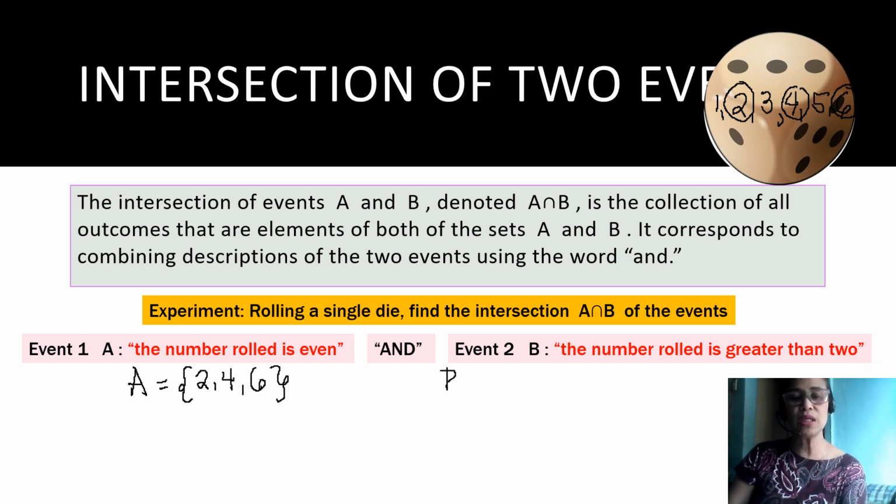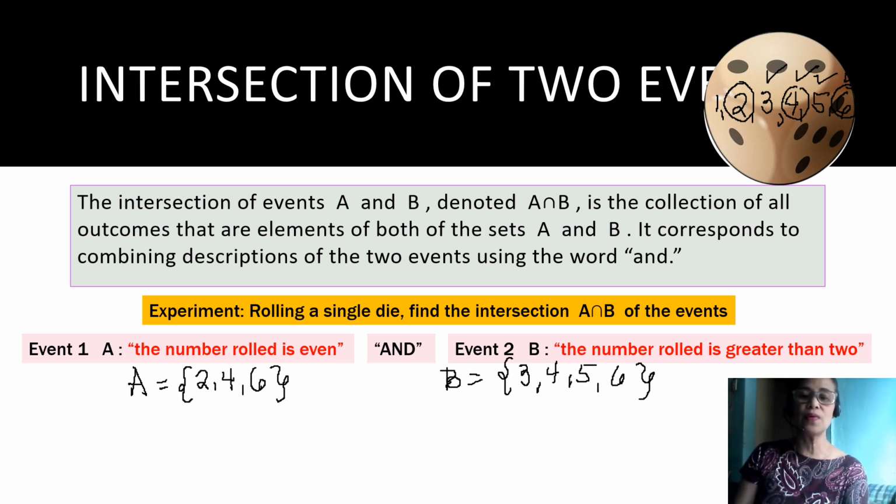Now, B, the number rolled is greater than 2. So the numbers rolled greater than 2 would be 3, 4, 5, 6. So list here 3, 4, 5, and 6.